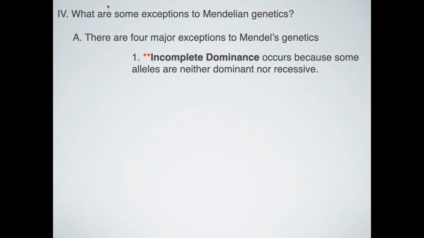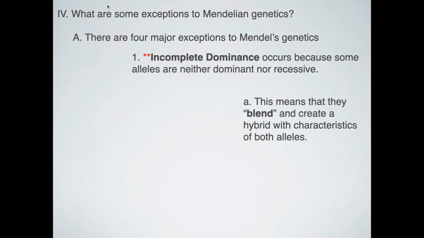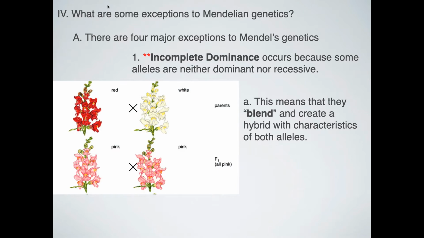So incomplete dominance occurs because some alleles are sometimes neither dominant nor recessive. What that means is that they actually blend together and create a characteristic that is different from both parents. A good example of that would be red snapdragons and white snapdragons. If you crossbreed pure red snapdragons with pure white snapdragons, you actually get an F1 generation that is all pink. So you can put that down as a good example: red times white equals pink, because that's incomplete dominance.